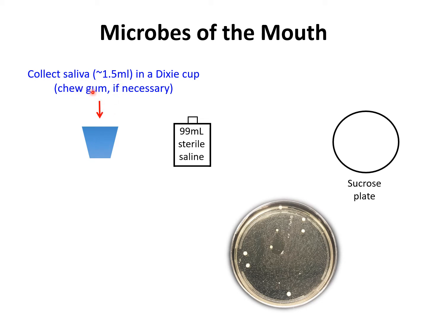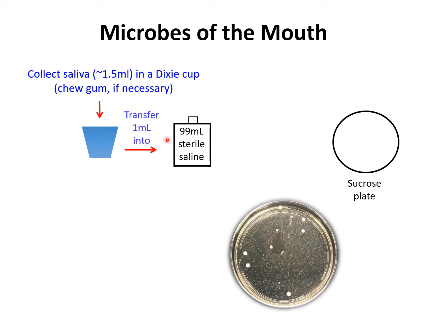To stimulate your saliva production, you can start chewing gum. So start chewing gum for a few minutes so that you can stimulate those salivary glands of yours. And then you would go ahead and collect some of your saliva.